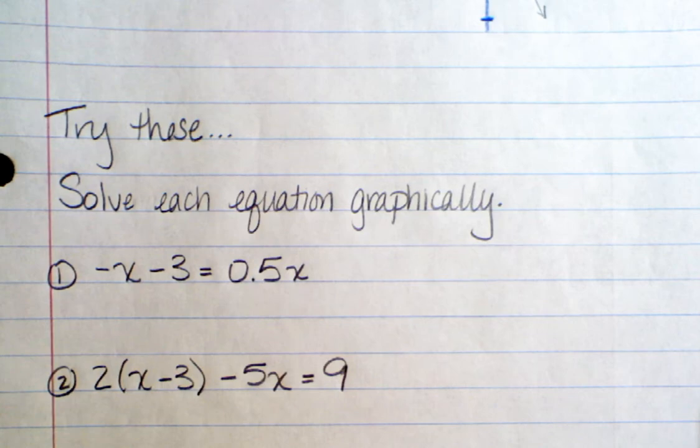One, write the equation in the form ax plus b equals 0, so gather all your terms on one side. The second step, change the 0 to a y, so now you have a y equals mx plus b equation, or an equation in slope-intercept form. Then go ahead and graph it. And remember, the solution is where it crosses that x-axis.